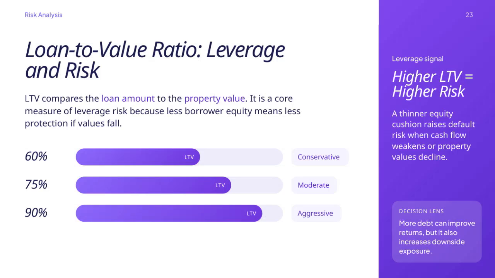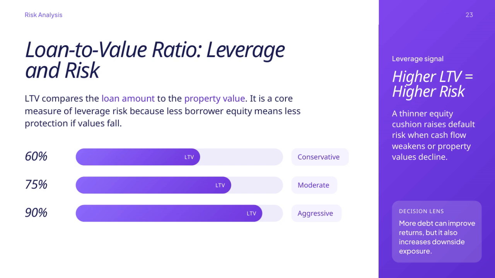Let's take a closer look at the loan-to-value ratio, or LTV, which is a crucial measure of leverage and risk in property financing. Essentially, LTV compares the amount of the loan to the value of the property. When a borrower puts in less equity, meaning a higher LTV, there's less of a cushion if property values drop, increasing risk.